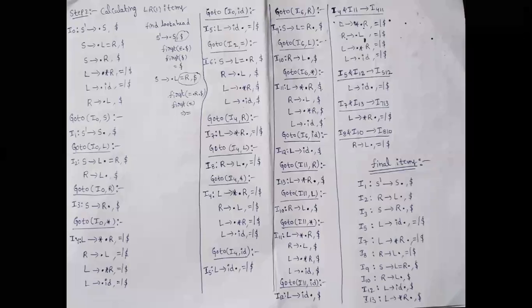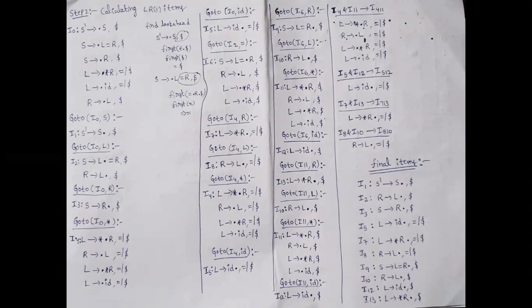First we have to write the starting production. What is the added production in the augmented grammar? That is S' produces S, with capital S. So we have the LR(1) item. Then we need to add the dot at the beginning of the right hand side. So that is called the item.